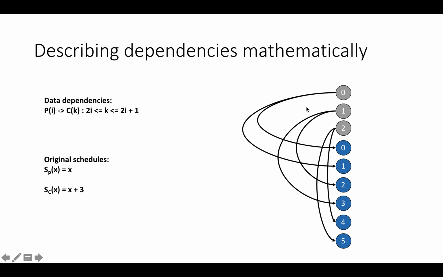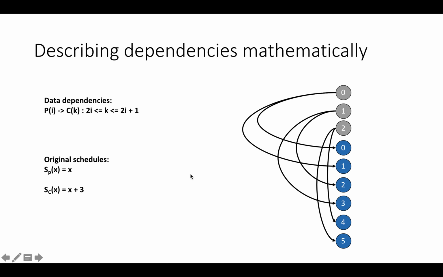And we can describe the schedule of events mathematically in our original program by saying that the schedule for the producer is sp of x equals x, which means the xth iteration of the producer happens at time x. So we do producer iteration 0 at time 0, iteration 1 at time 1, iteration 2 at time 2. And if there are more iterations, we do producer 3 at time 3, but we stop there because there's only 3 iterations. And then the consumer schedule SC of x is x plus 3. So the 0th instance of the consumer happens at time 3. The 1th iteration happens at 1 plus 3 equals 4. Let's see, 0, 1, 2, 3, 4, and so on.